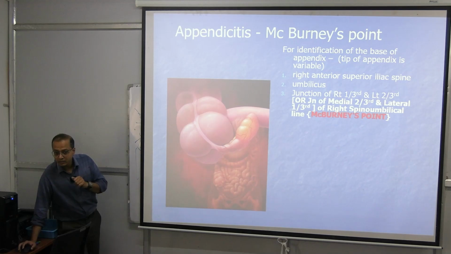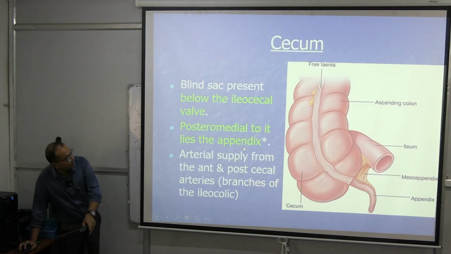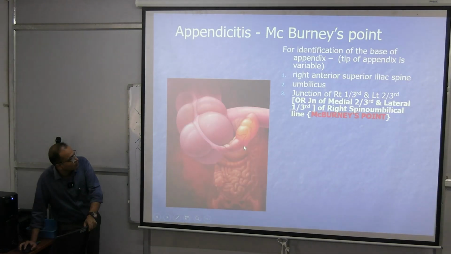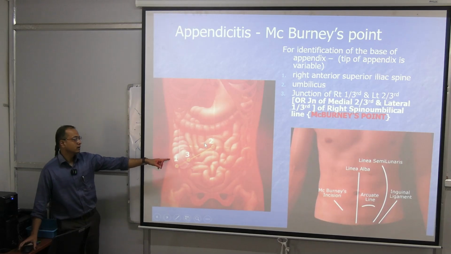Which part of the appendix are you going to touch? Remember the identification of the base of the appendix, always remember, and the tip is variable. Why is the tip variable? Because the tip has different directions. We are talking about different directions or different points. So, this is how we are going to find it.